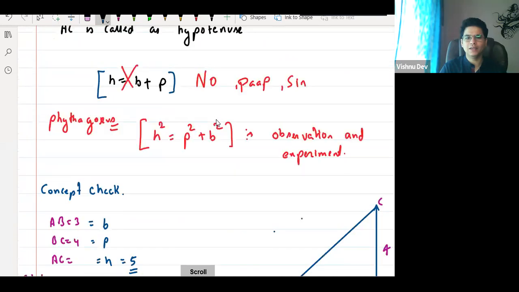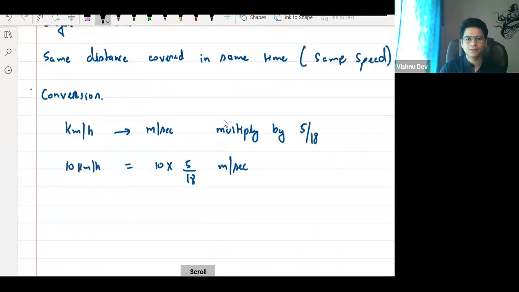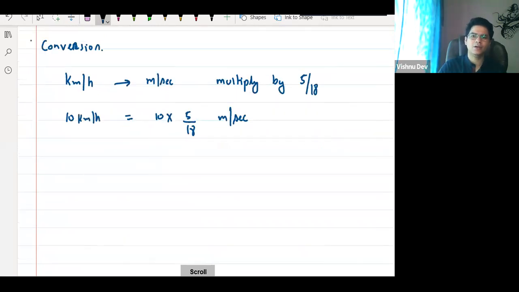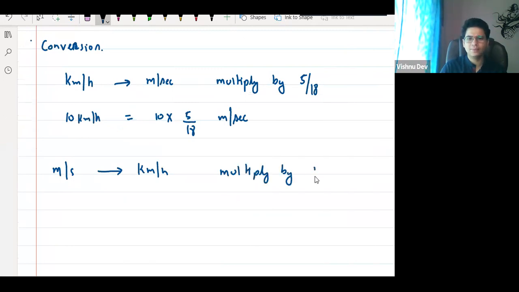Okay, right? So anyone have any doubt in unit conversion? Raise your hand. If you need to convert meter per second into kilometer per hour, then what do you have to do? Tell me. Sir, in that case, multiply by 18 by 5. Yes, multiply by 18 by 5. Makes sense, right? Very good, Bindu.